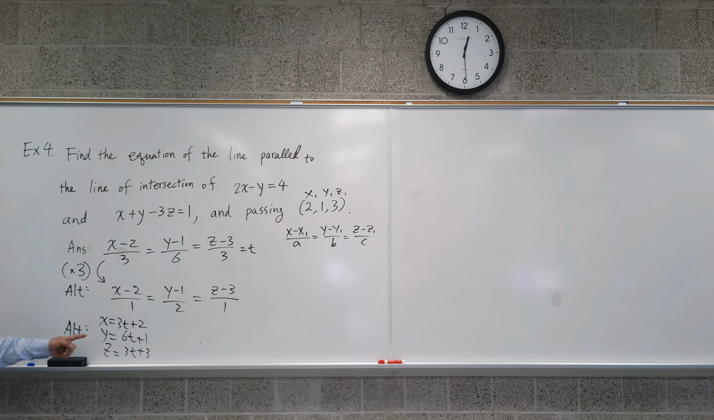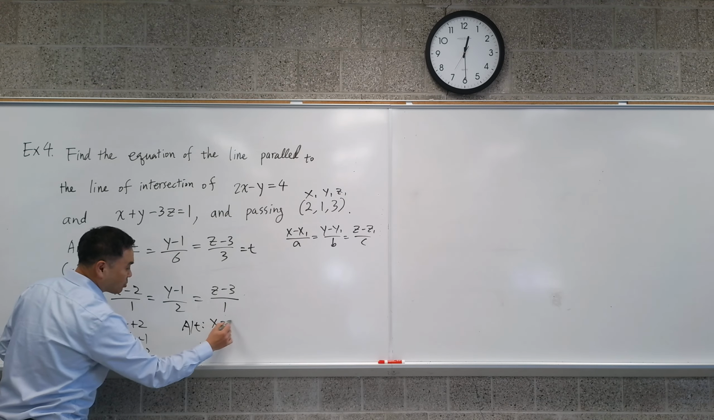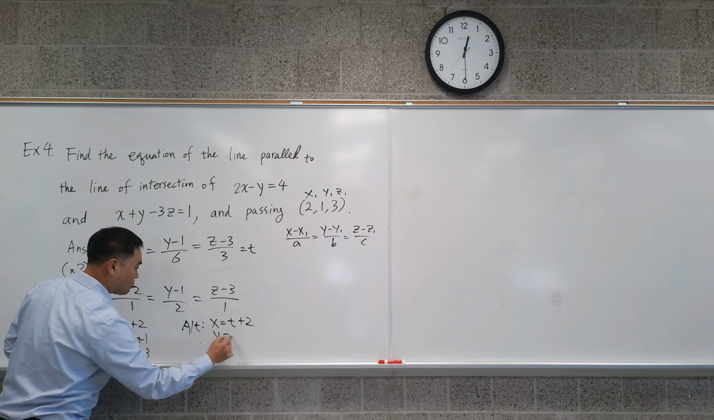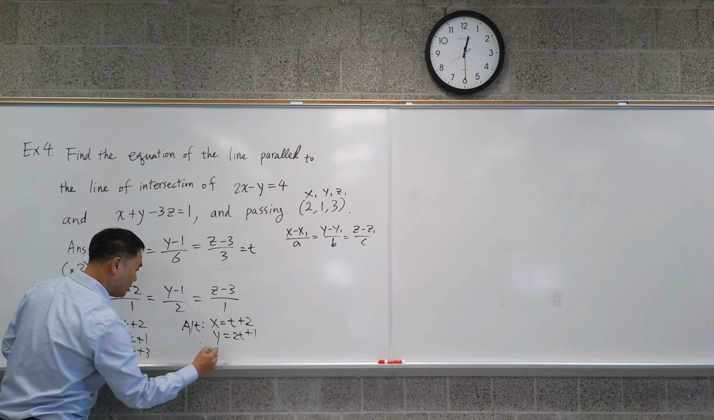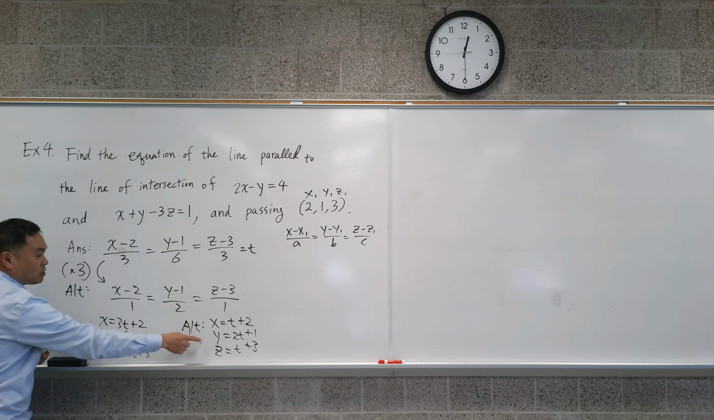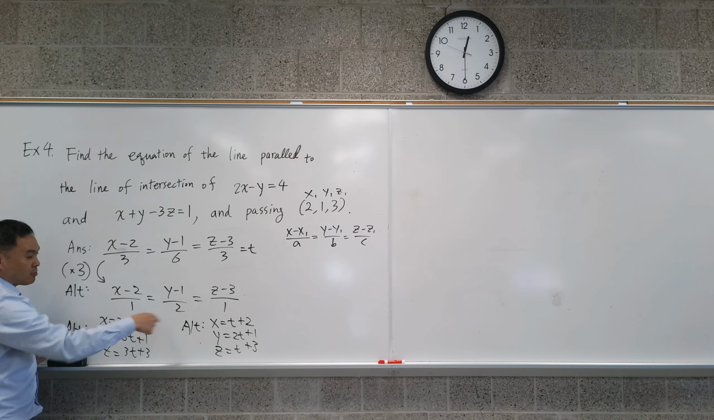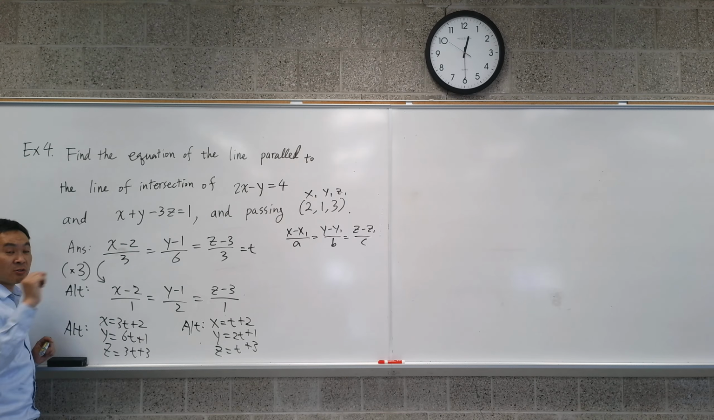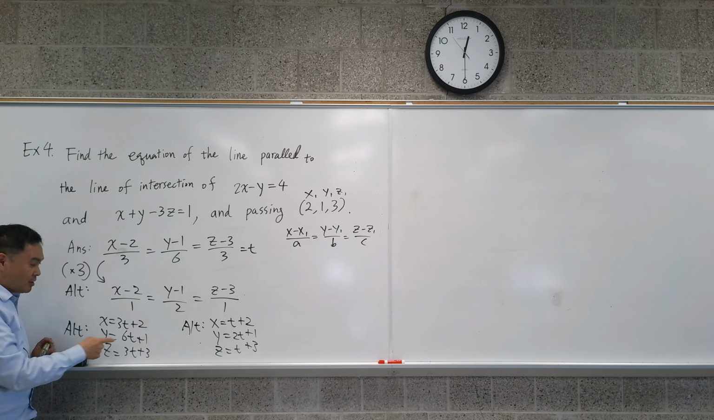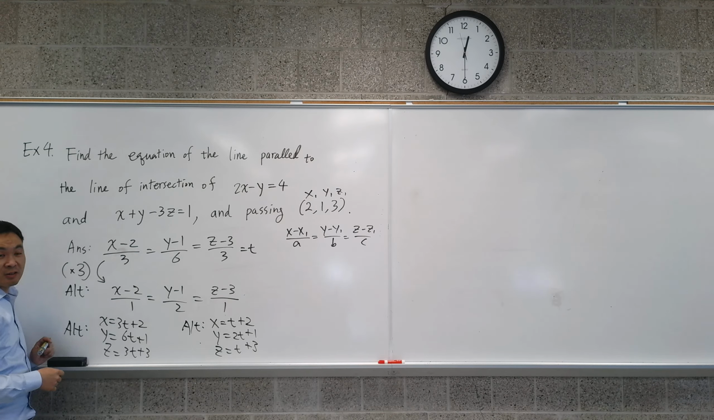The difference between this one and the other would be x equals t plus 2, y equals 2t plus 1, and z equals t plus 3, which is what you would get if you set this one equal to t. If you think of these as particles moving on a straight line, this one just moves 3 times faster than that one. But the trajectories are exactly the same, so they describe the same line equation. Okay?